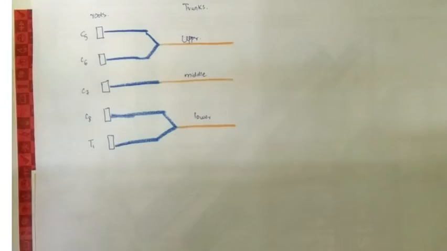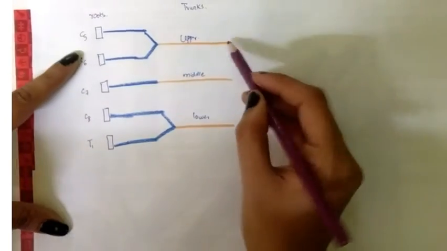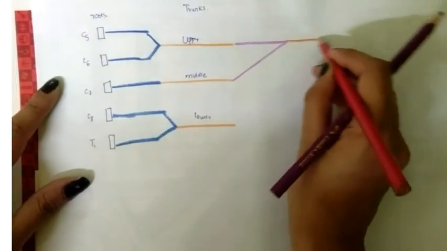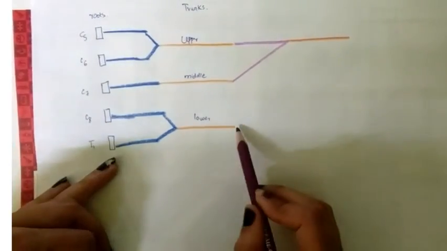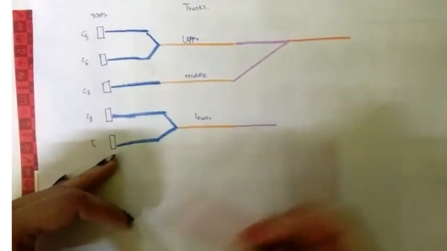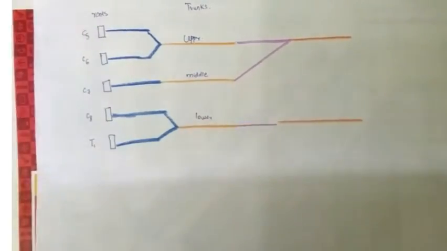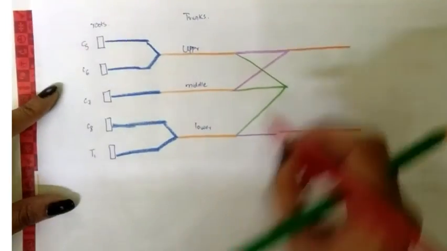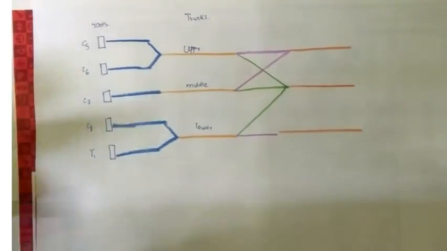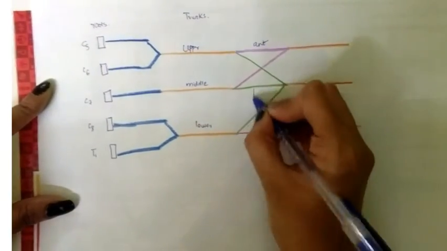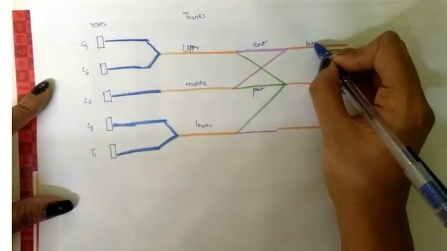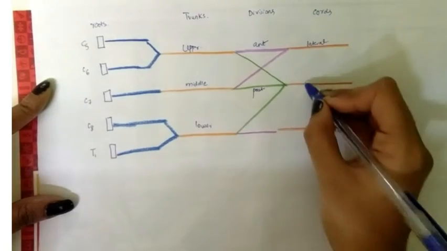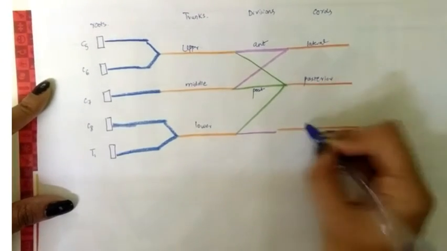Now each trunk will have two divisions, anterior division and a posterior division. Now the anterior division of the upper trunk and the middle trunk continues to form the lateral cord. The anterior division of the lower trunk alone forms the medial cord, and the posterior divisions of all the three trunks, upper, middle and lower, form the posterior cord. So purple is demarcated by the anterior division and green shows the posterior division. So these are the three cords: lateral cord, posterior cord and the medial cord.